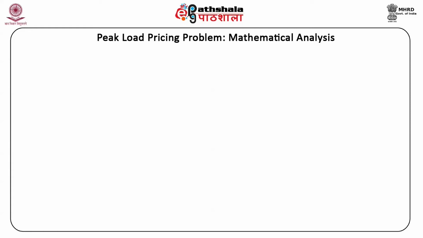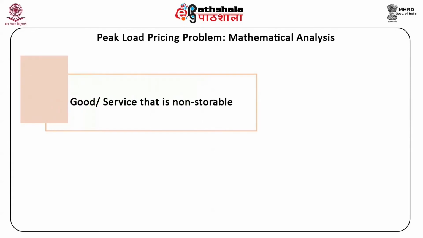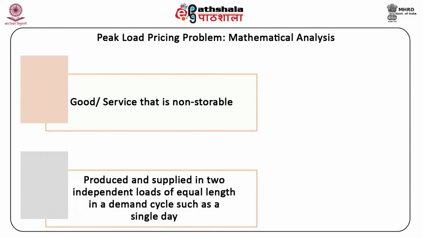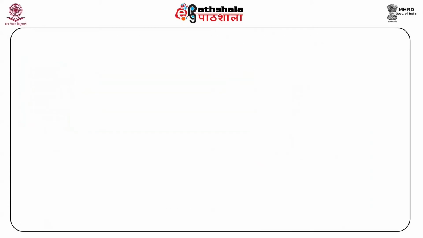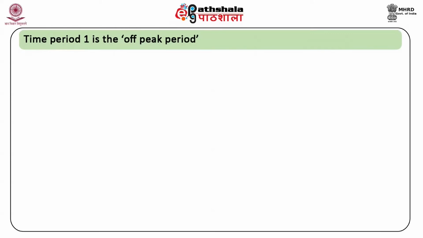Continuing with our simple model, consider a good or service that is non-storable and is produced and supplied in two independent loads of equal length in a demand cycle such as a single day. The firm aims at maximizing its profits. We assume that time period 1 is the off-peak period and 2 is the peak period.